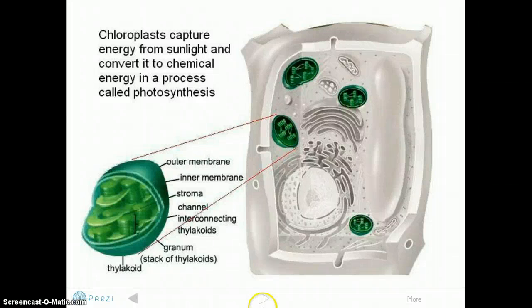Okay, so these are the parts of the cell. You need to know what each organelle does, what its job is, and what it looks like. And that's it for today.